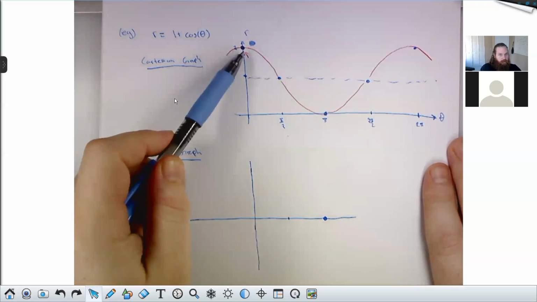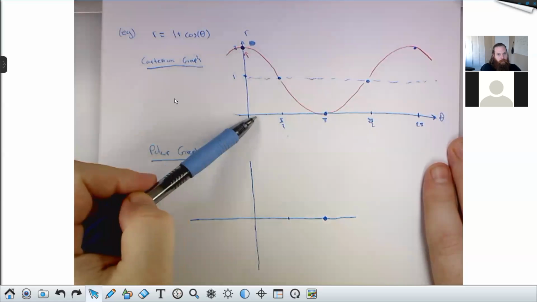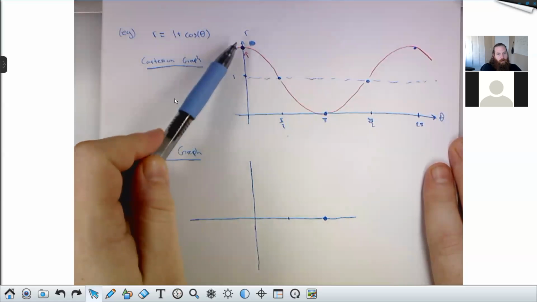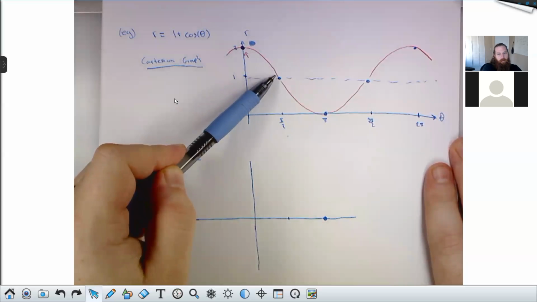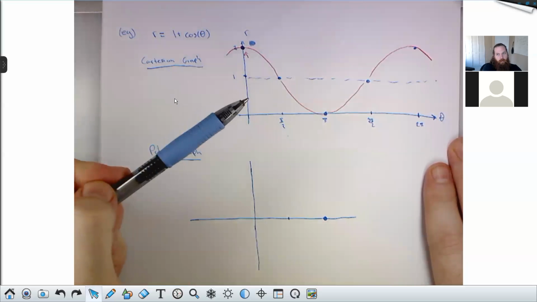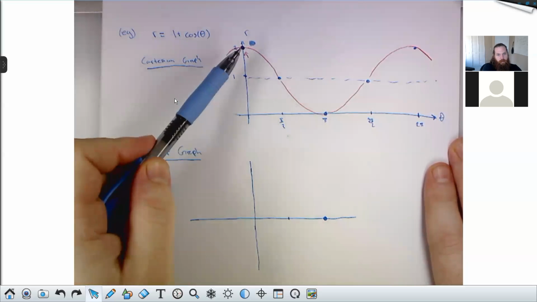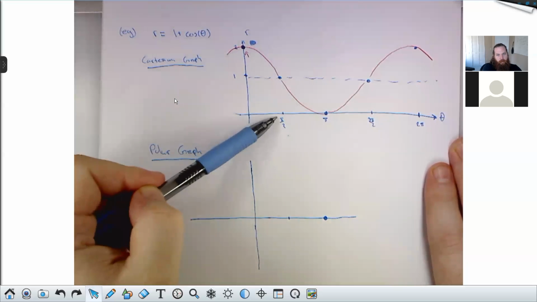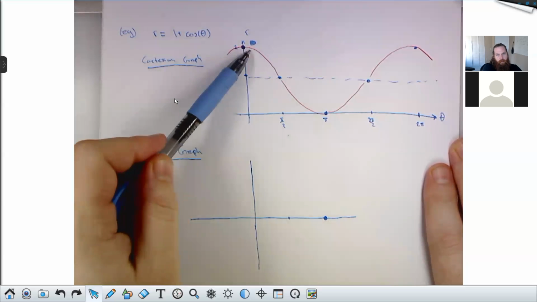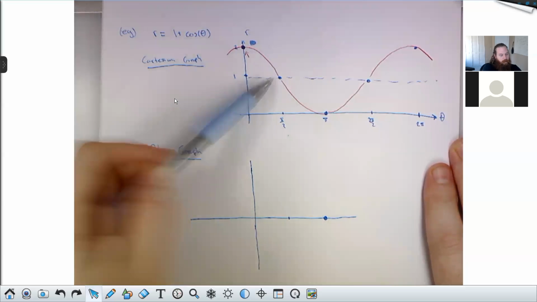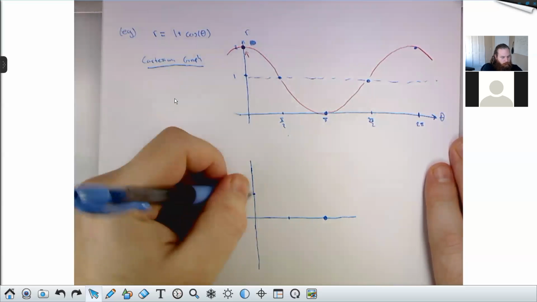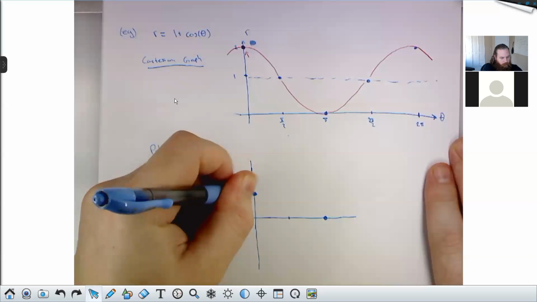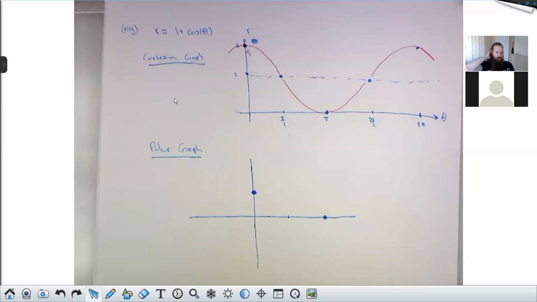Now, as theta increases from 0 to pi over 2, r is decreasing from 2 down to 1. I'll say that again. As theta increases from 0 to pi over 2, r is decreasing from 2 to 1. So here is the polar point where r is 1 and theta is pi over 2.